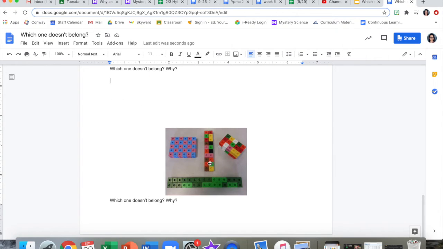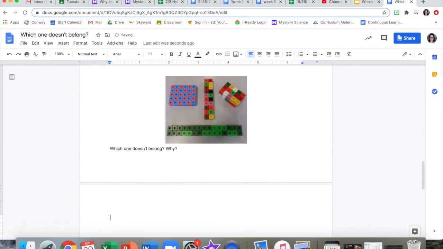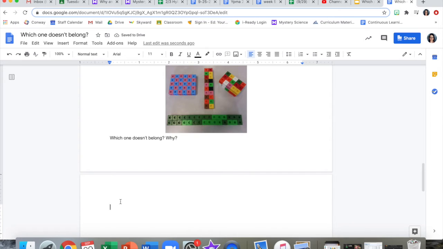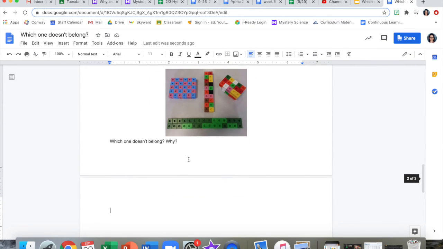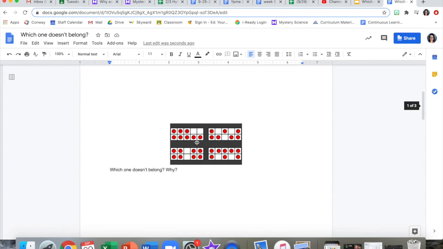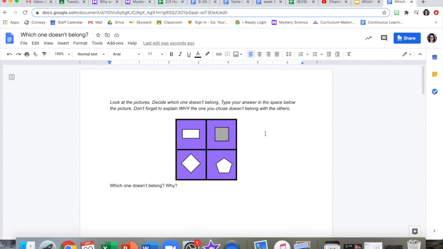So, look at the details on the coins, think about which one doesn't belong, and write the answer why. And the last one has a picture of some link cubes organized in different ways. You'll tell which one doesn't belong and why. As you type, it might make a new page like that. That's okay. I know to scroll all the way to the bottom to find all of your answers, because I'm going to be looking for answers for all 4 of these. This one, this one, this one, and this one.